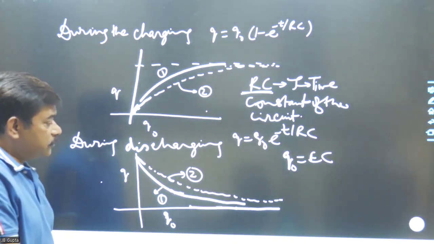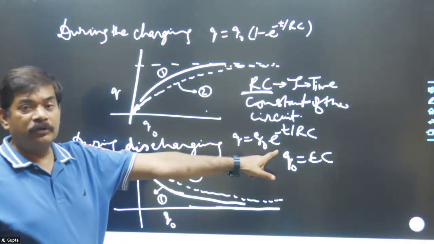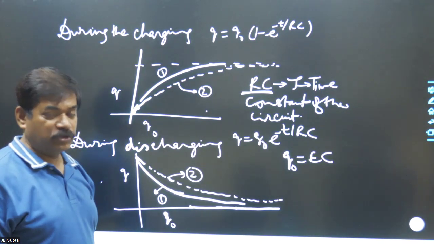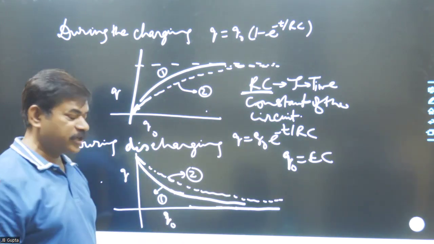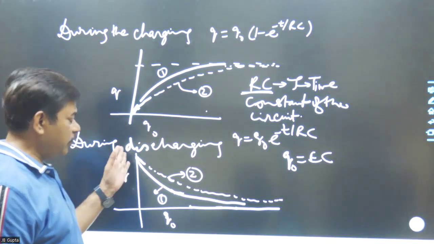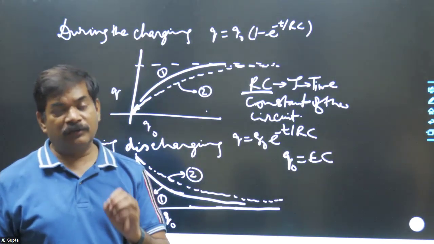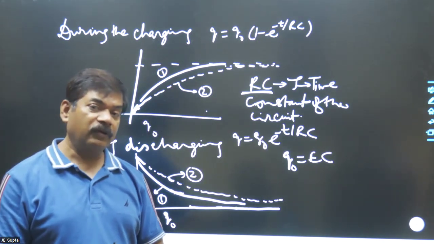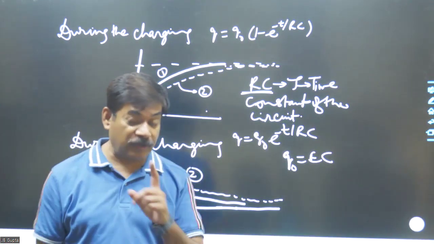Similarly, in the discharging also you'll see, the equation is Q equals Q naught e to the power minus t by RC. So in the first case, because R into C is lesser, the discharge will take place fast. And in the second case, the R into C product is more. So the time constant is more and it will take more time for the capacitor to fully discharge. Though the complete charging and the complete discharging will always take infinite time. So make it clear.